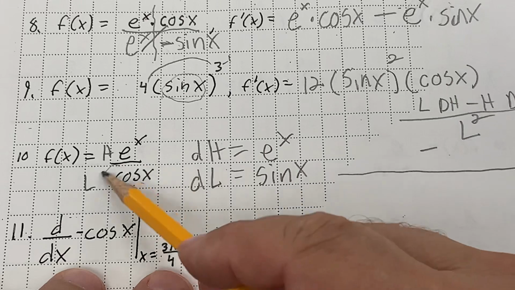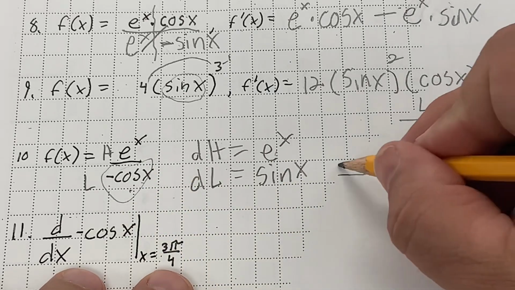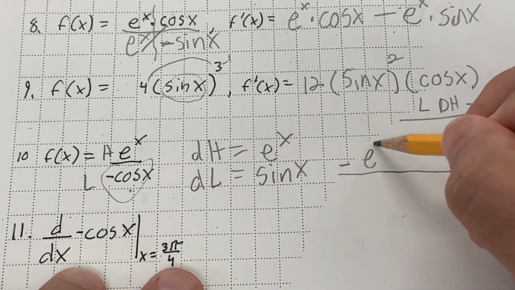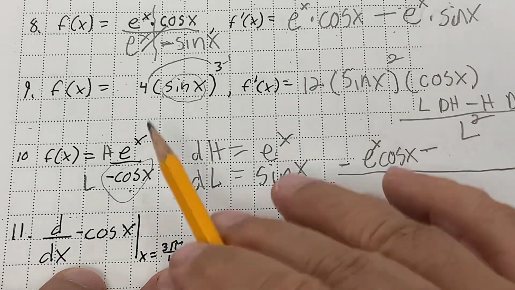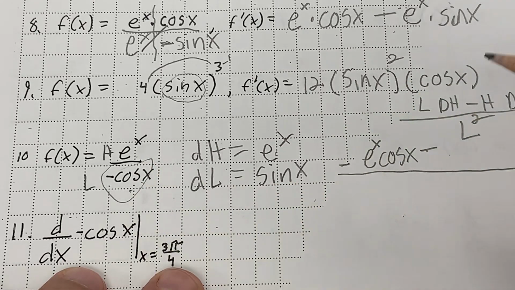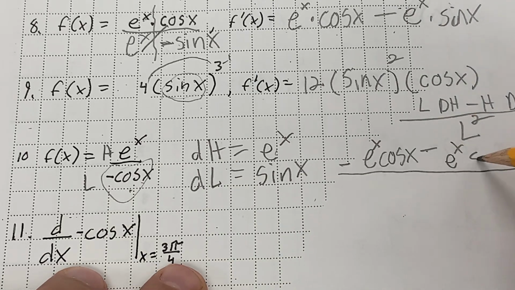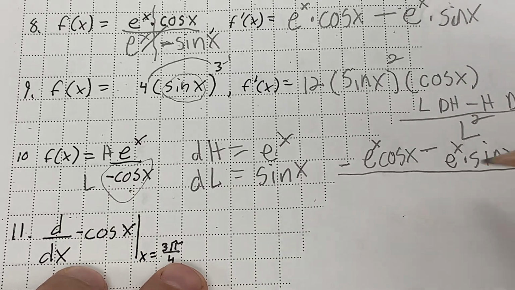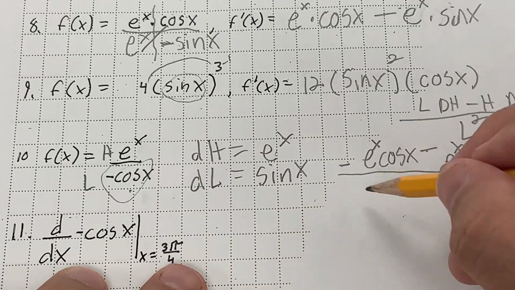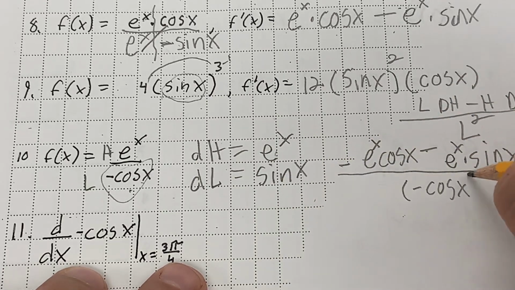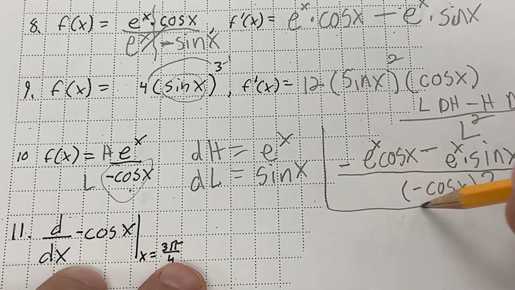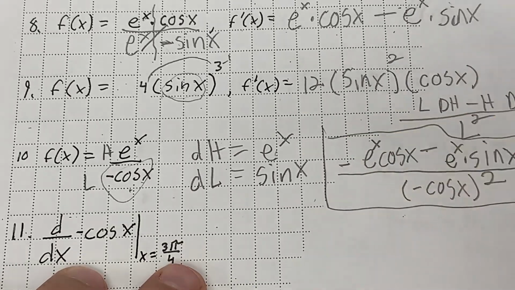So low d high, so that's going to give me negative e to the x cosine x minus high d low, minus e to the x times sine x. Draw the line and square the low. And the low is negative cosine x. So it's going to be negative cosine x squared. And I'm going to leave it like that. If I start simplifying it, I might mess it up.